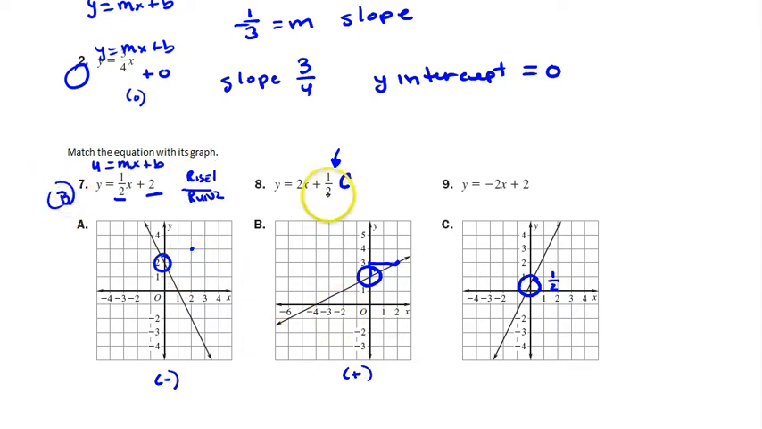And A has -2 as its slope. So that would be a rise of -2 and a run of 1. Well, a rise of -2 means go down 2 and over 1, and that works. So that means that this equation is A. Now let's look at this one here.